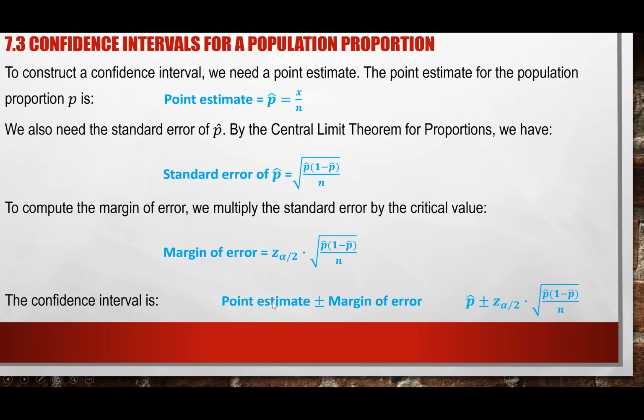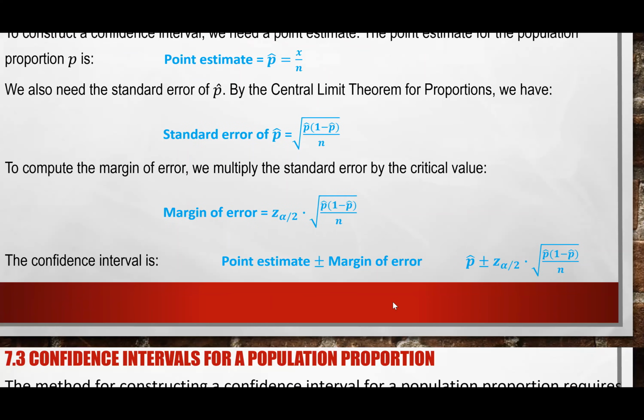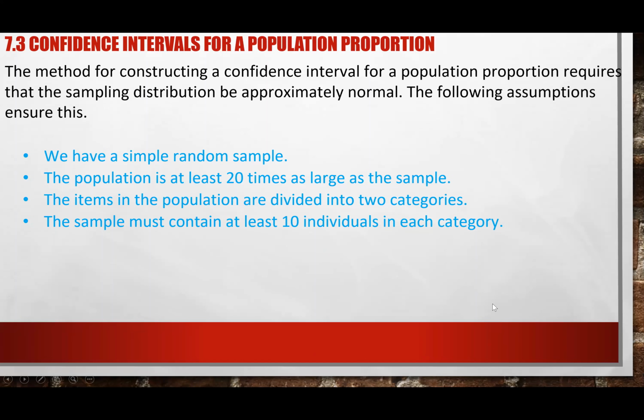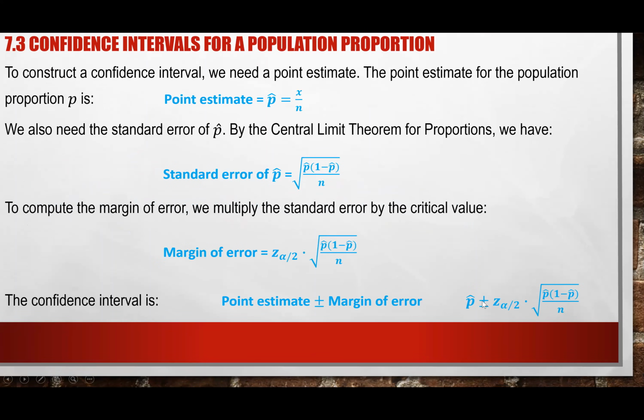To find a confidence interval, we have a point estimate plus the margin of error, and a point estimate minus the margin of error. That is what we have as your confidence interval. You have a smaller endpoint on the left and a bigger endpoint on the right.